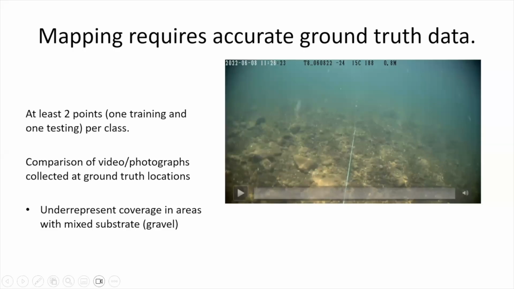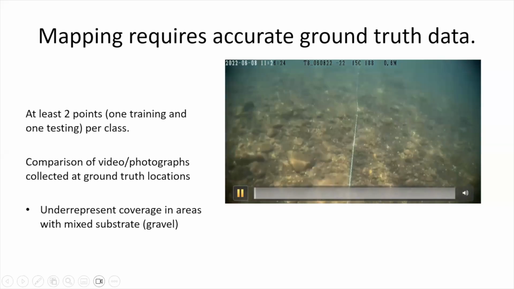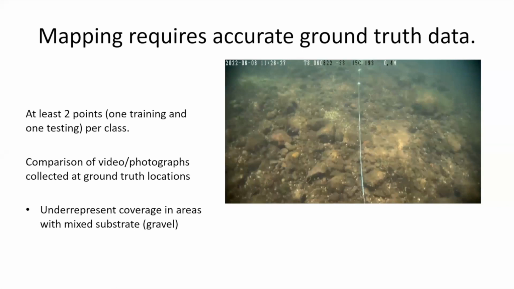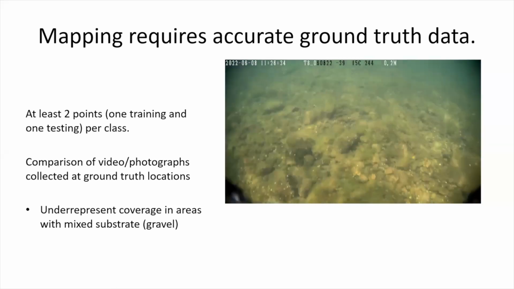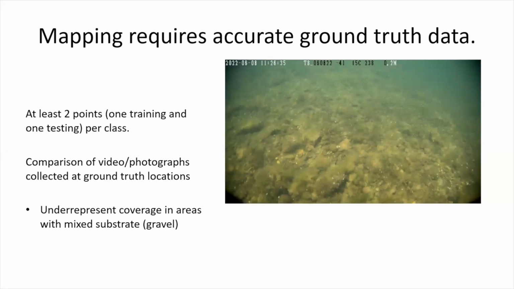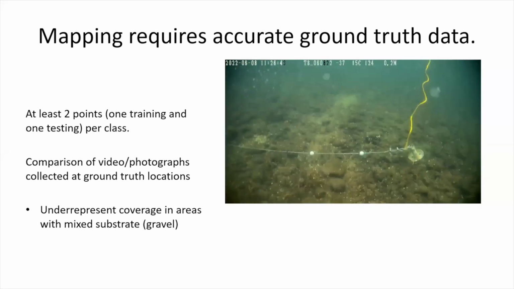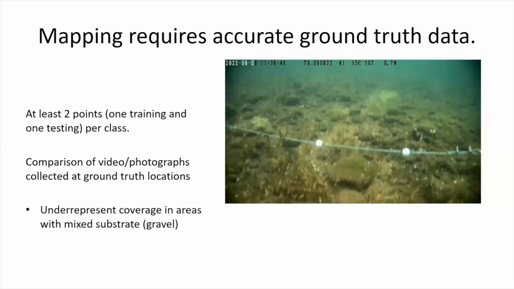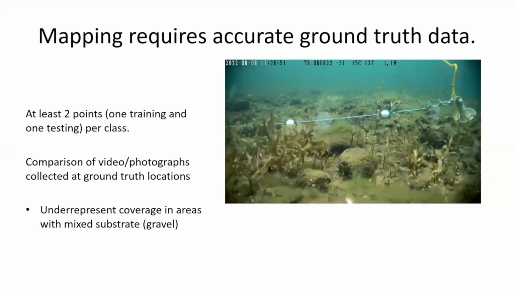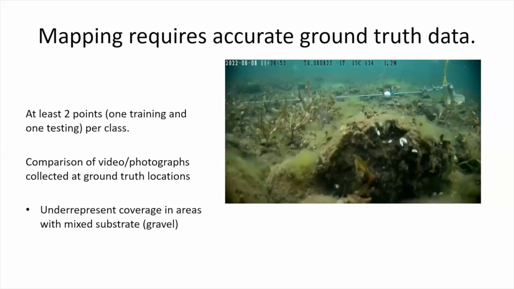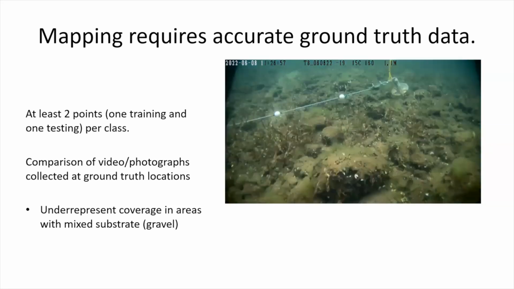So one of the big take-homes that we learned as we were working through phase 2 and phase 3 is that in order to create a data-driven model of classification, you really do need accurate ground truth data. And in this case, we really need at least 2 points for each class. So each combination of substrate and mussel density, we need at least 2 points, one for training the model and one for testing the model.